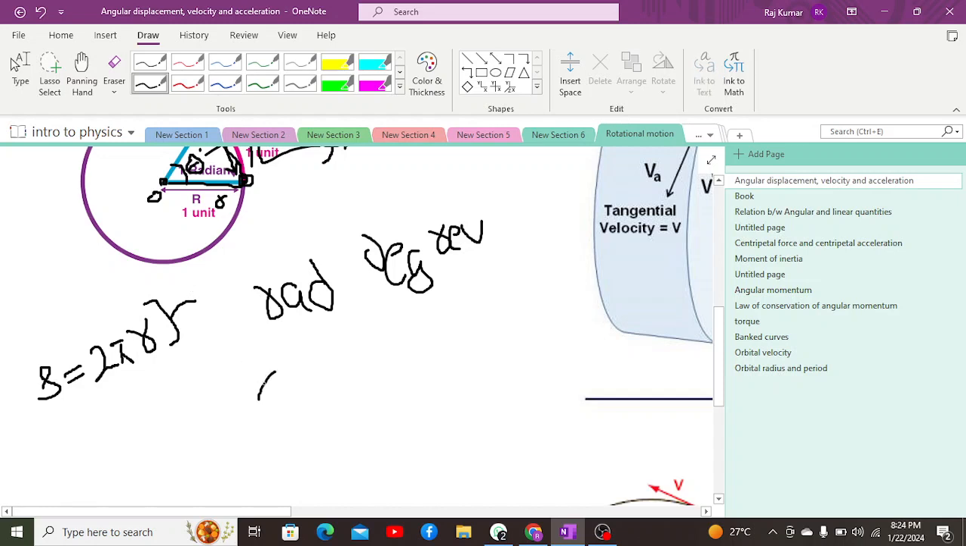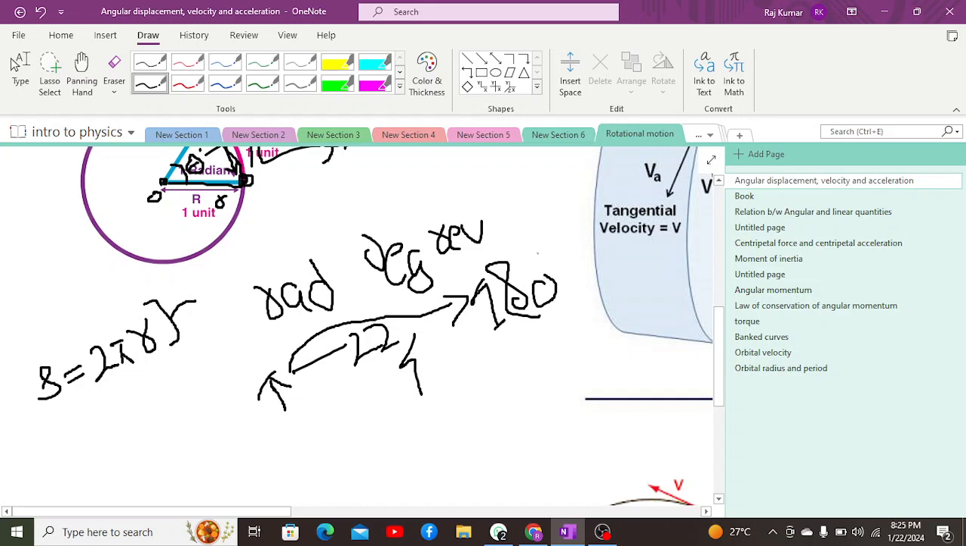What is pi in actual? Pi is, as we previously discussed in a previous video, the ratio of circumference to diameter. And that ratio of circumference to diameter has a constant value which is 22 upon 7, or 3.14. Now, when we calculate the value of pi in terms of degree, pi is equal to 180 degree. And 2 pi indicates 360 degree, right? 2 pi indicates 360 degree.